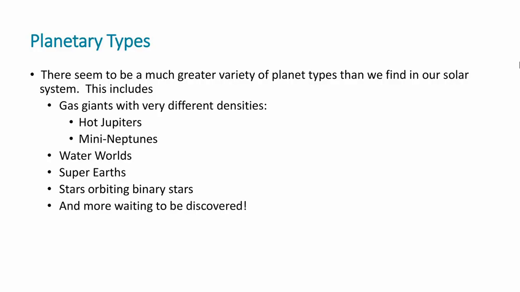Then we saw water worlds. We found super Earths, so terrestrial planets that have much larger masses than the Earth. And then, of course, there are exoplanets orbiting binary stars. And again, we've only just scratched the surface on what type of exoplanets we can detect out in space. So there's many more exciting discoveries waiting to be made.